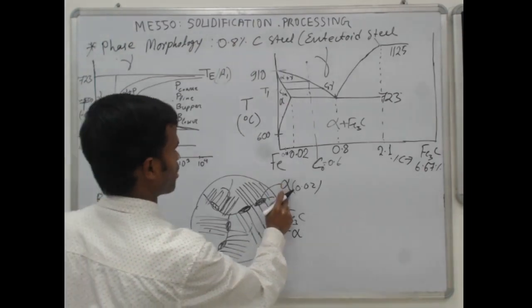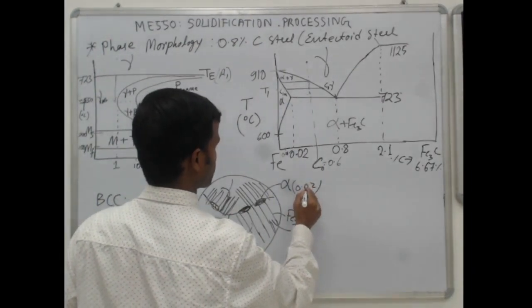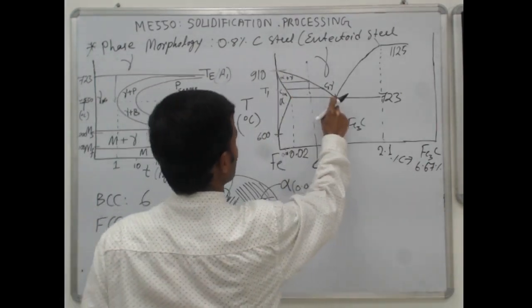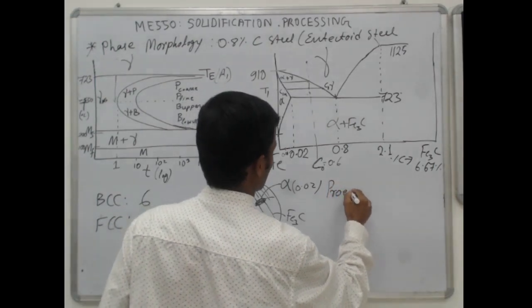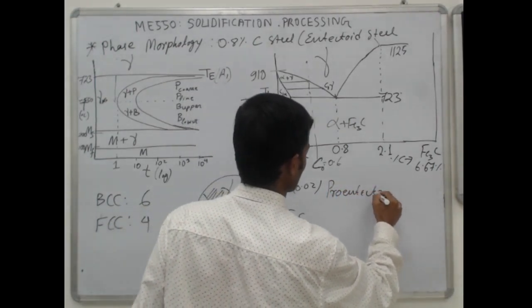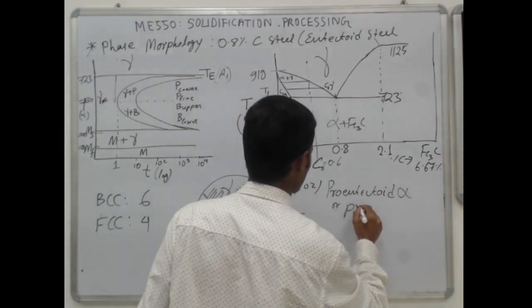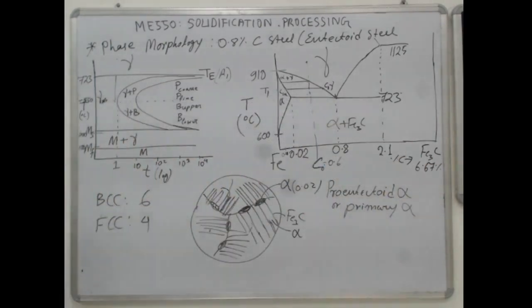So this alpha, which was nucleated before you reach this eutectoid temperature, this is called pro-eutectoid alpha, or say primary alpha. Pro-eutectoid ferrite or primary ferrite.